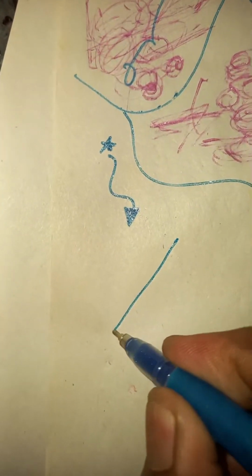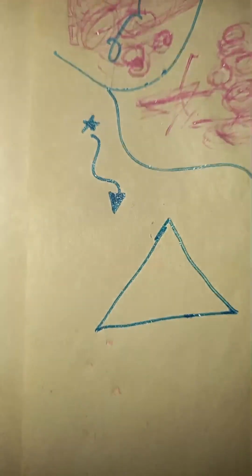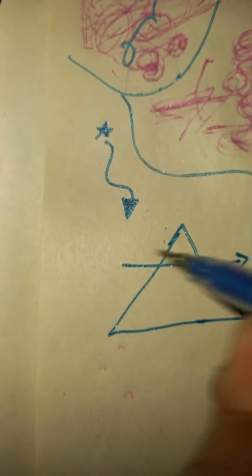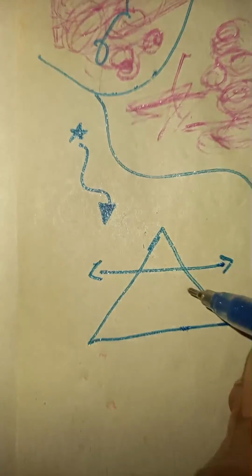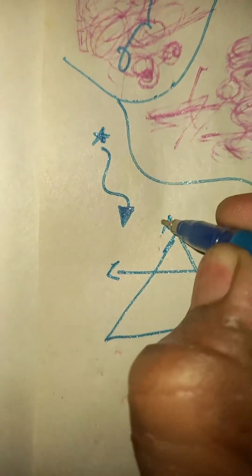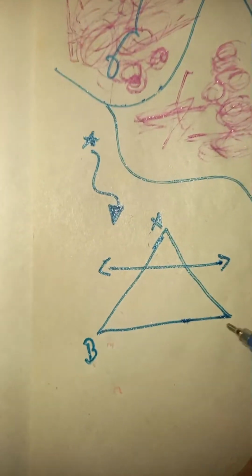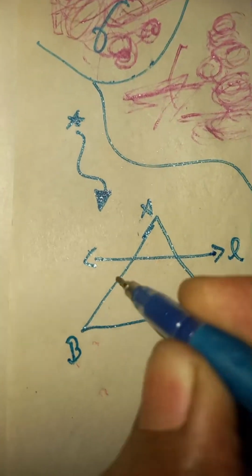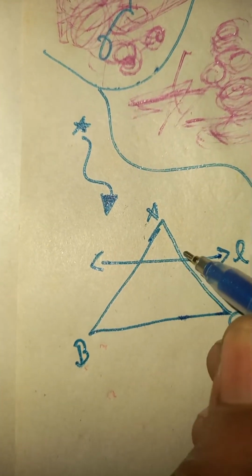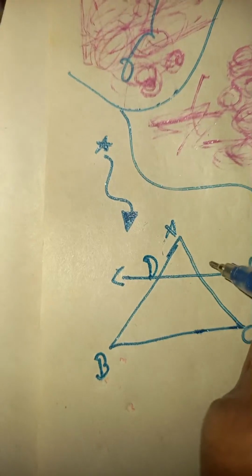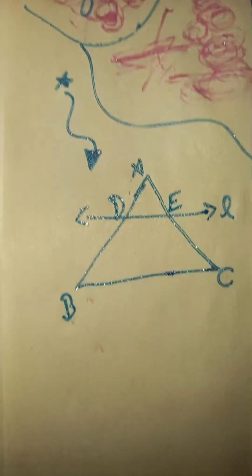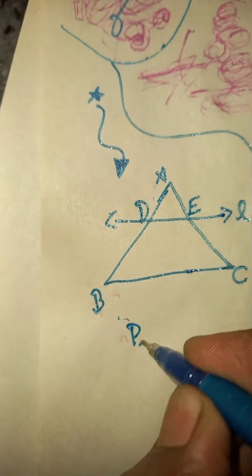If you take a triangle, and a line parallel to one side is drawn in it, it's going to divide the other two sides in equal proportion. That means in triangle ABC, if line L is parallel to the base, it intersects the triangle at points D and E. You need to prove that. What do you need to prove?